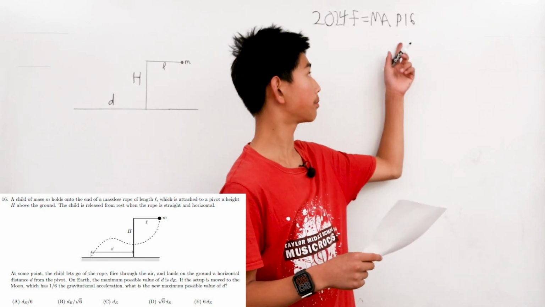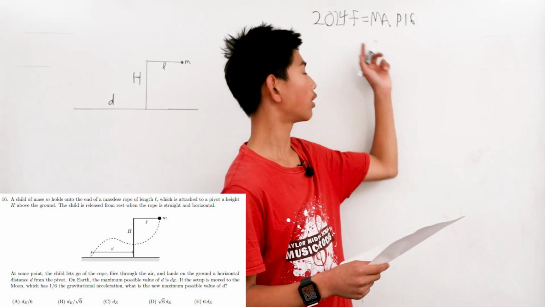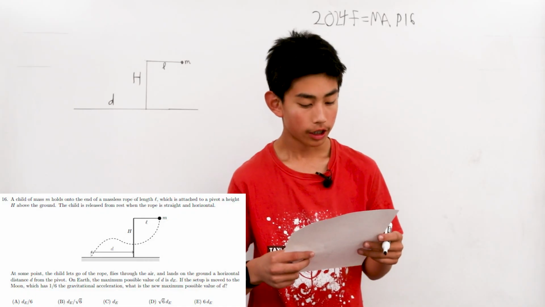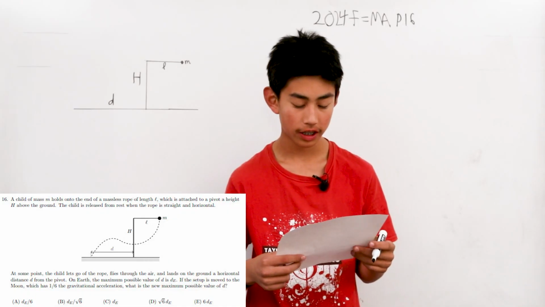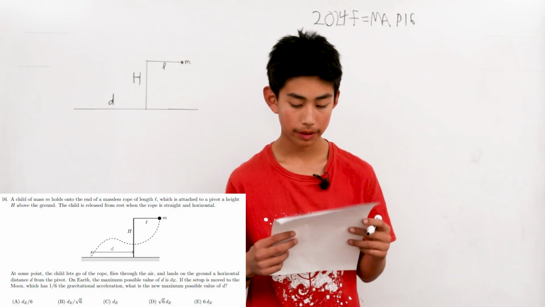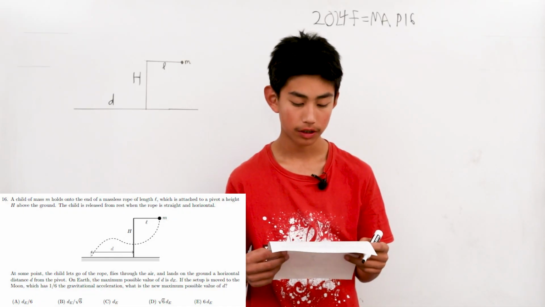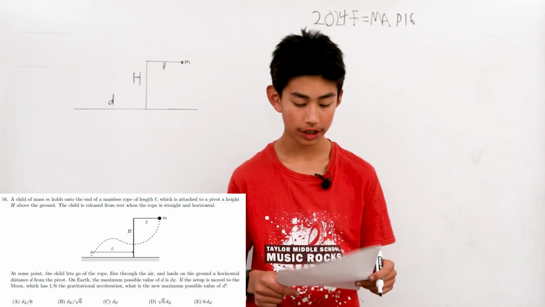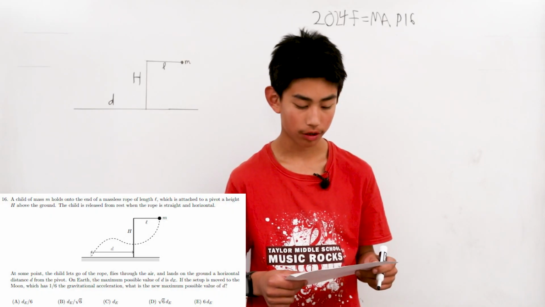We're solving problem 16 from the 2024 F equals MA exam. A child of mass M holds on to the end of a massless rope of length L, which is attached to a pivot, a height h above the ground. The child is released from rest when the rope is straight and horizontal.